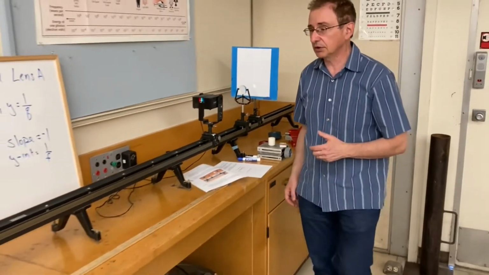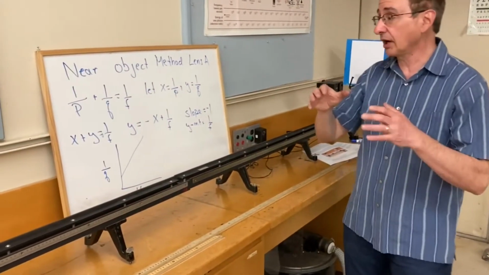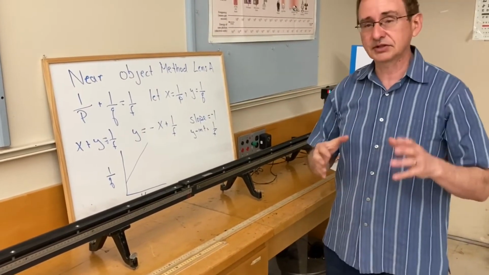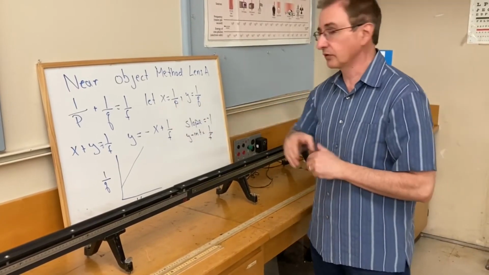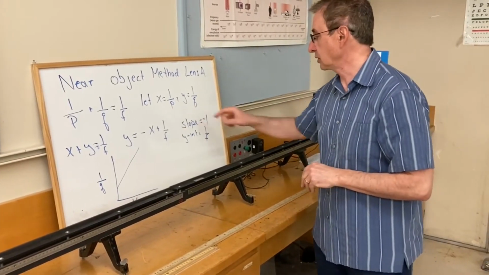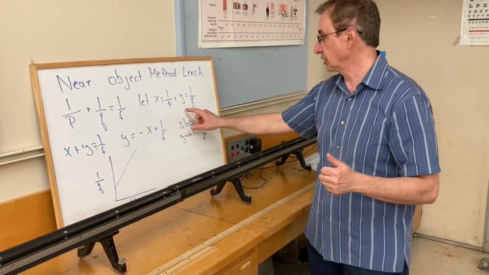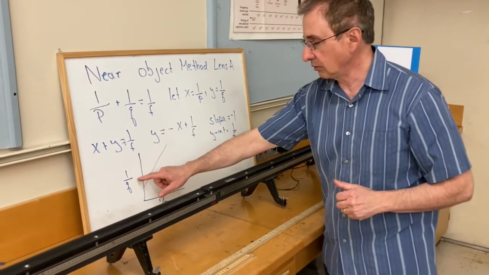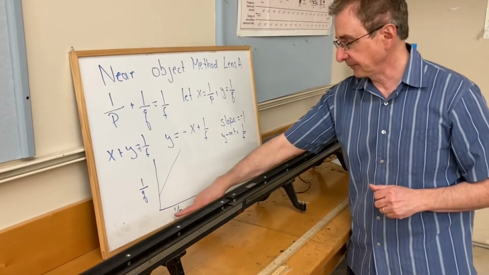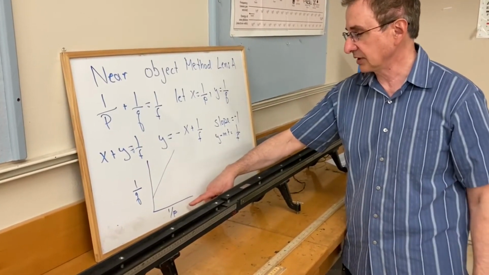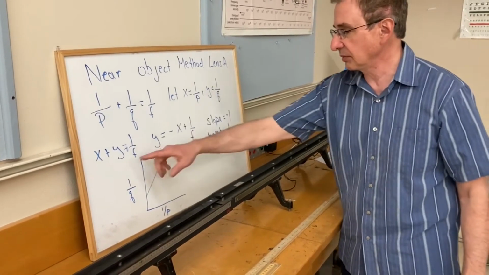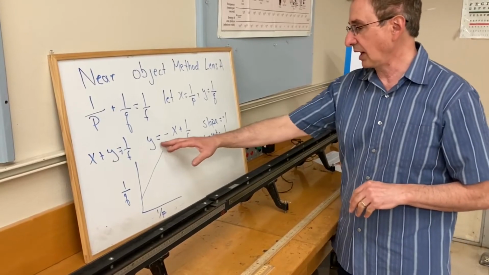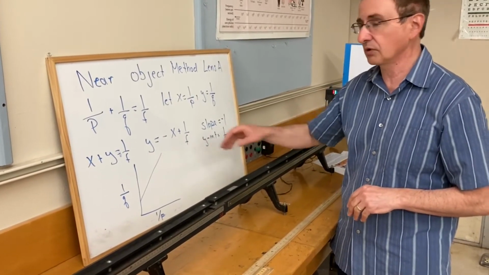And then you're going to plot the data, but we're not going to plot Q versus P. To make the analysis simpler, we're going to let X equals 1 over P and Y equals 1 over Q. Remember, P is the object distance, Q is the image distance. We're going to plot 1 over Q on the Y-axis and 1 over P on the X-axis. And when you do that, this equation becomes X plus Y equals 1 over F. If you solve for Y, then Y is minus X plus 1 over F.